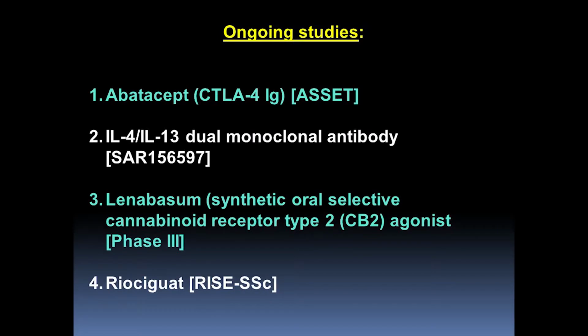Abatacept, which is the ASSET study from University of Michigan, and we are participating in that. We are also participating in this study, a dual monoclonal antibody against IL-4 and IL-13. This is another study that we are participating in, the selective cannabinoid receptor type 2 agonist, but this is a phase 3 study. And this is riociguat, which is a soluble guanylyl cyclase stimulator.